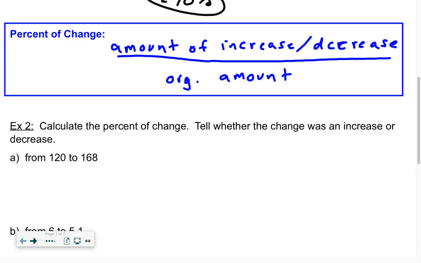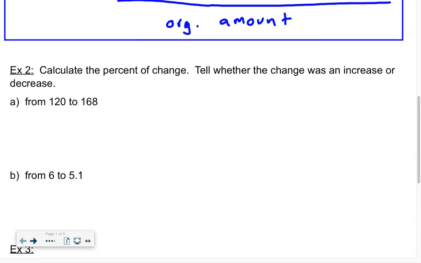For example 2, it's pretty straightforward. We want to calculate the percent of change and then determine whether it was an increase or a decrease. Do we get bigger or smaller? So for A, we're going from 120 to 168. So I think that pretty much answers the second part of the question. Was it an increase or a decrease? Well, it was obviously an increase. So we'll keep that in mind.